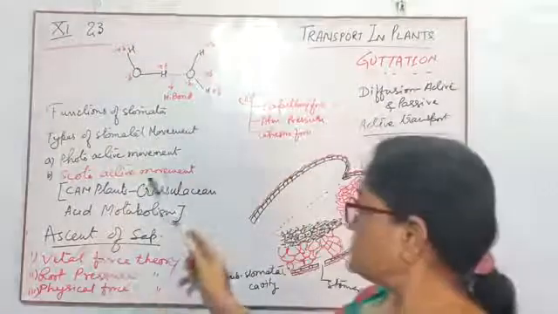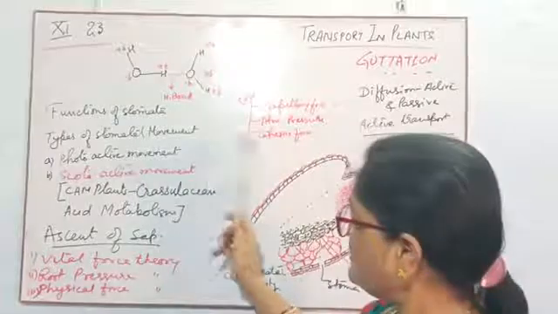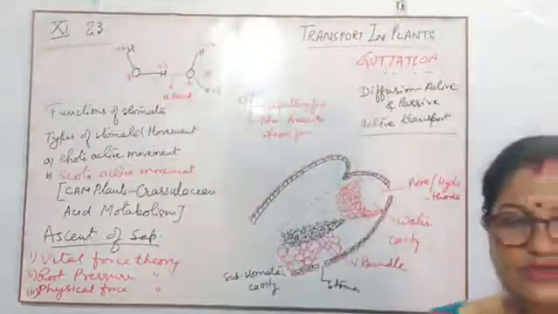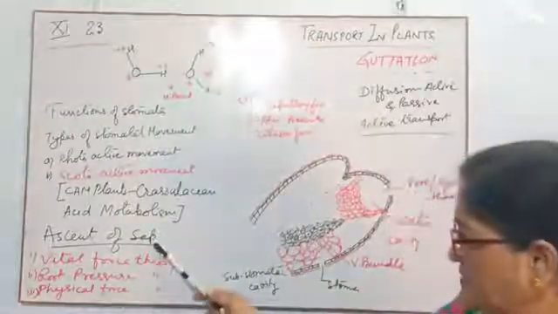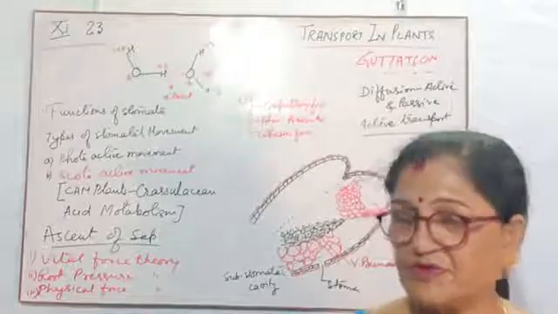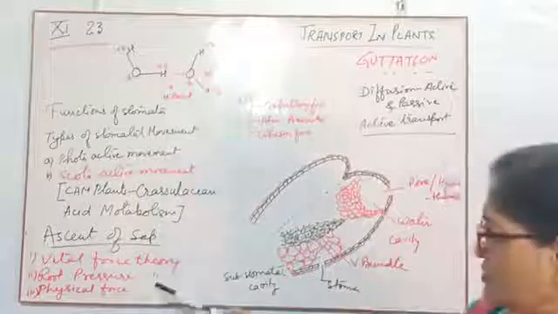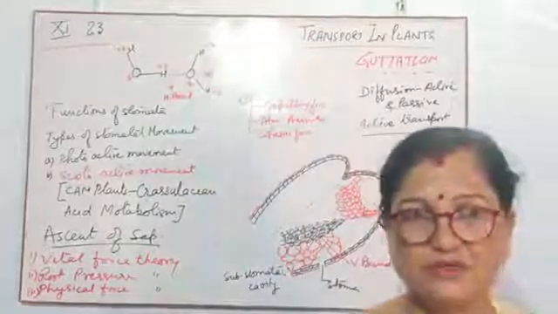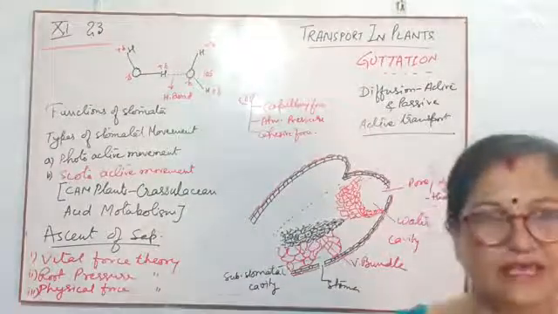Now children, the stomatal movement is over. Now ascent of sap, which you studied in class 10th. Ascent of sap means the movement of water and minerals from the lower side to the upper side. There are three theories behind it which help in ascent of sap.